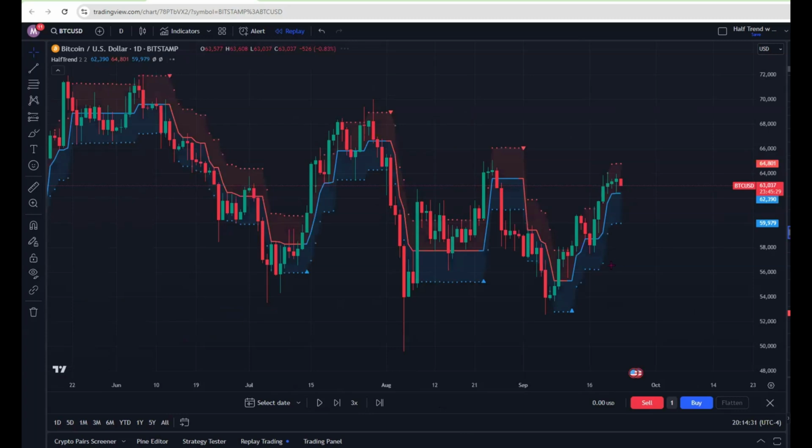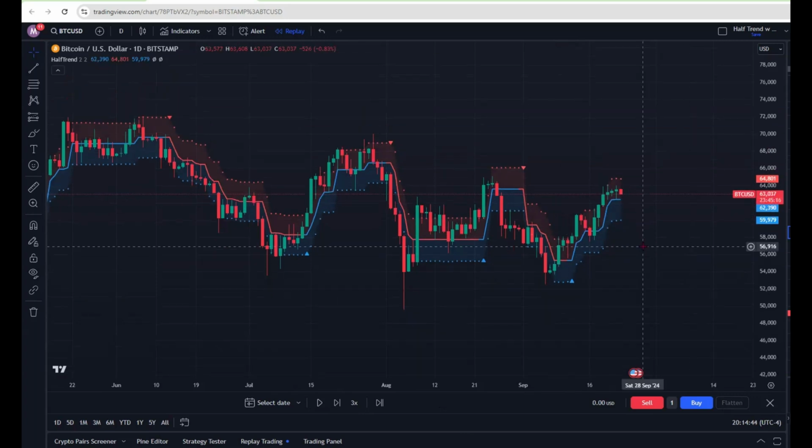I really like it on Bitcoin, things that trend. Like the mean reversion pairs are less on this. I don't like them as much, but I really like the trending pairs. So I like it on stocks. I like it on indices. I like it on crypto. Tends to have more trends.